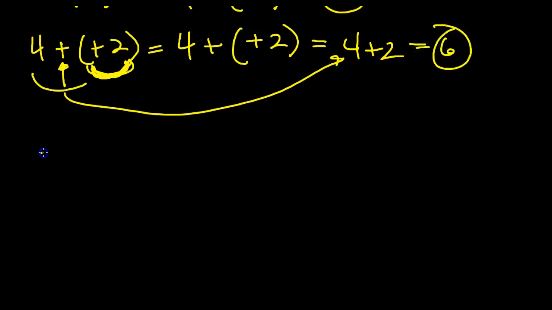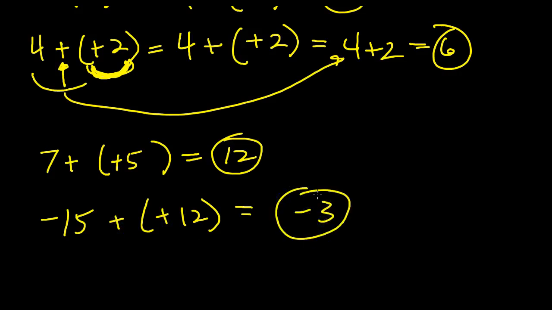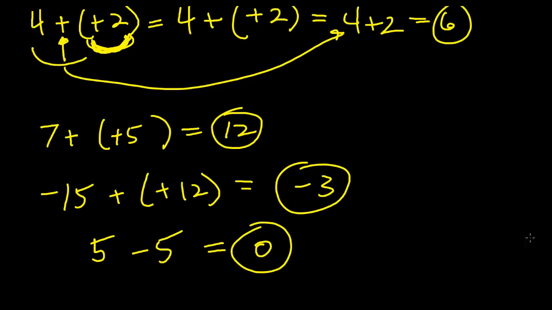Of course, 7 minus minus 5. And again, negative of a negative is positive. And 7 plus 5 is 12. Minus 15 minus minus 12. Well, again, negative of a negative is positive 12. So minus 15 plus 12 gives me a minus 3. 5 minus 5, if you subtract a number from itself, of course, you get a return of 0. 0 is what they call the arithmetic identity for that reason.